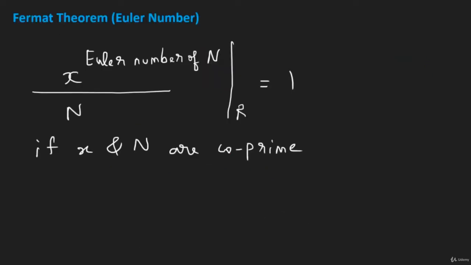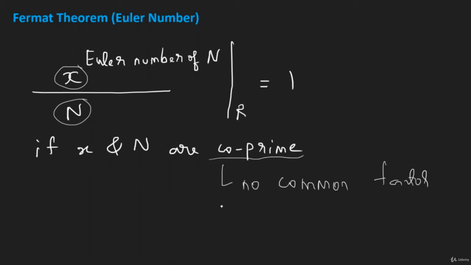Hi students, welcome to this section where we discuss Fermat's theorem. We'll also discuss what we mean by Euler number, how to find Euler number, and how to apply this concept in questions dealing with remainder. Alright, now Fermat's theorem says that if you have an expression like this where you can see x over here and n over here are co-prime, that means they have no common factor other than 1, right? Let me write that over here.